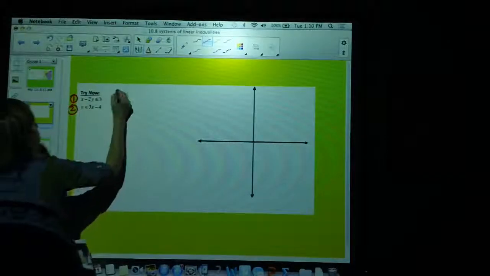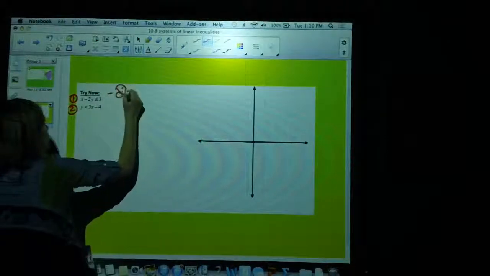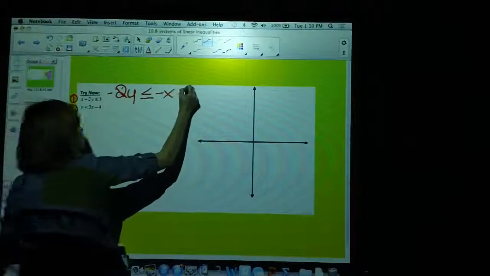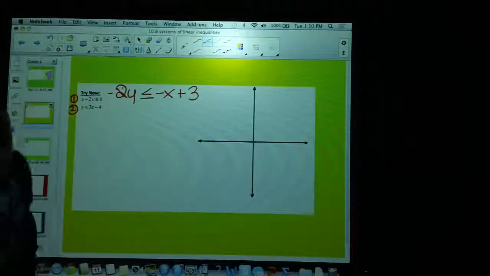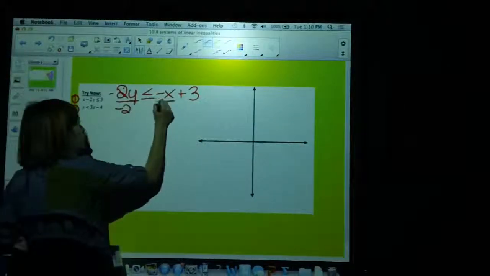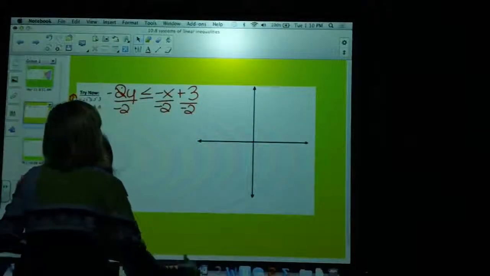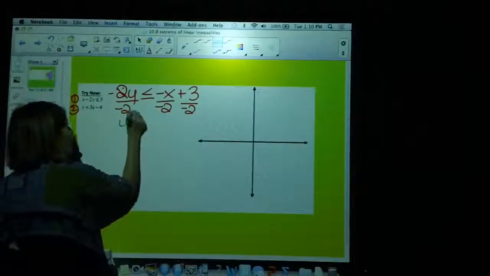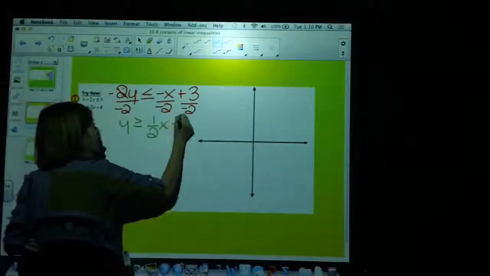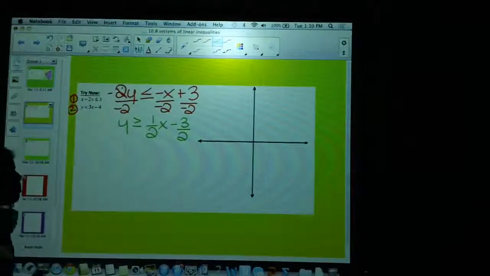My first one, I'm going to subtract x, so I'll get negative 2y is less than or equal to negative x plus 3. Remember, we want to put it in y equals mx plus b. All right, when I divide by the negative 2, what's going to happen? We have to divide it by everything and it flips the sign. Good, it flips the sign, so we get y is greater than or equal to 1/2 x minus 3 over 2. That's what I want. Okay? So I'm going to graph that.